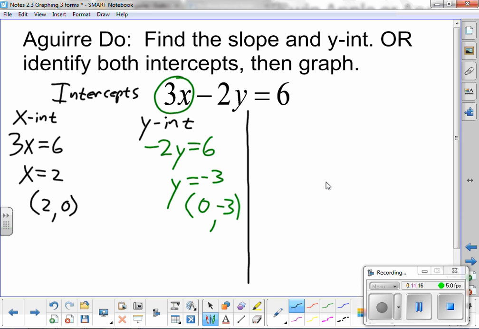On this other side, we're going to find the slope, and we're going to find the y-intercept. So if you remember, the y-intercept is actually going to be your c over your b. So that's going to be 6.